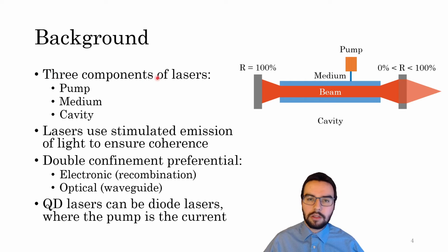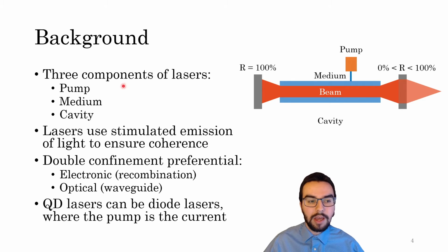So there are three components of lasers. There's the pump, the medium, and the cavity. The pump is in charge of pumping energy into the medium in the form of electrons or photons. Now the medium is in charge of producing stimulated emission of light to ensure coherence of a beam passing through it.